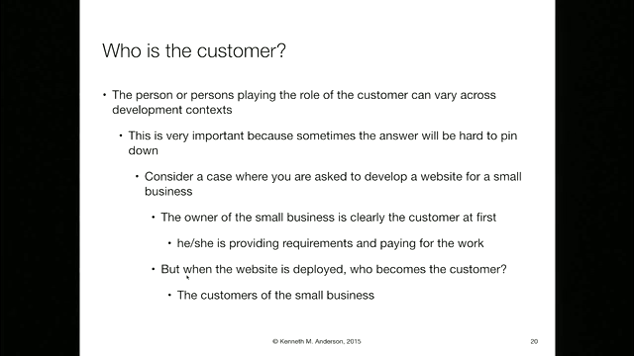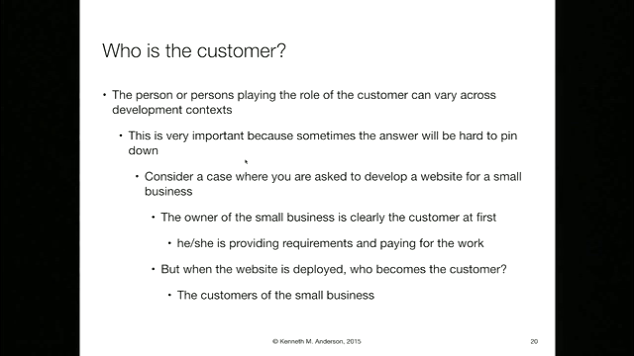But having said that, what you want to do is to be able to identify as best as you can who are the people who are going to use the software I'm about to write. Who's my customer? Who is actually going to use it? I say this is very important because sometimes the answer will be hard to pin down.